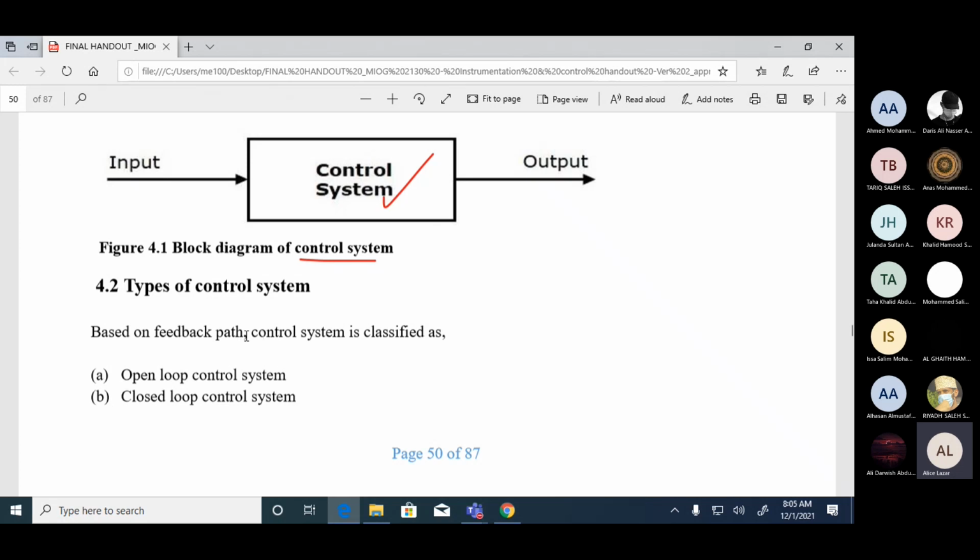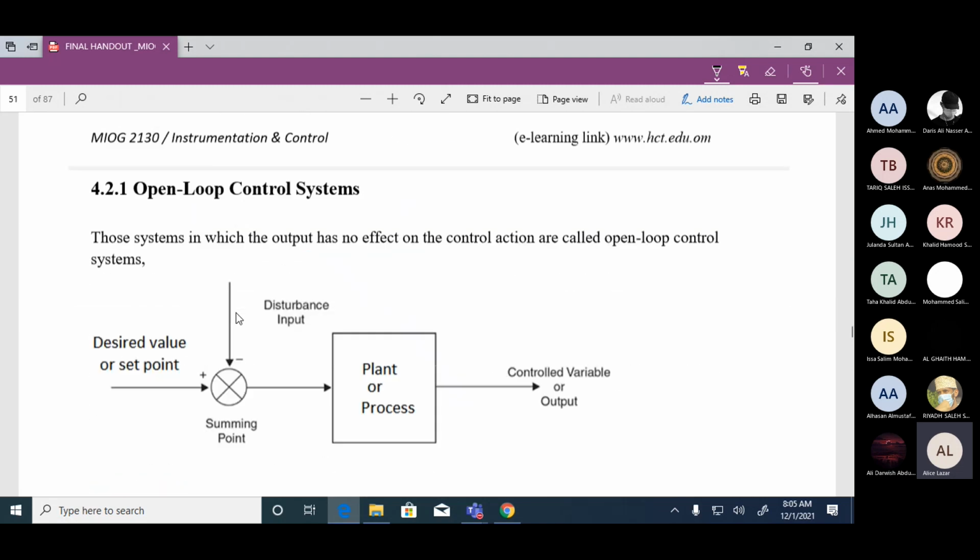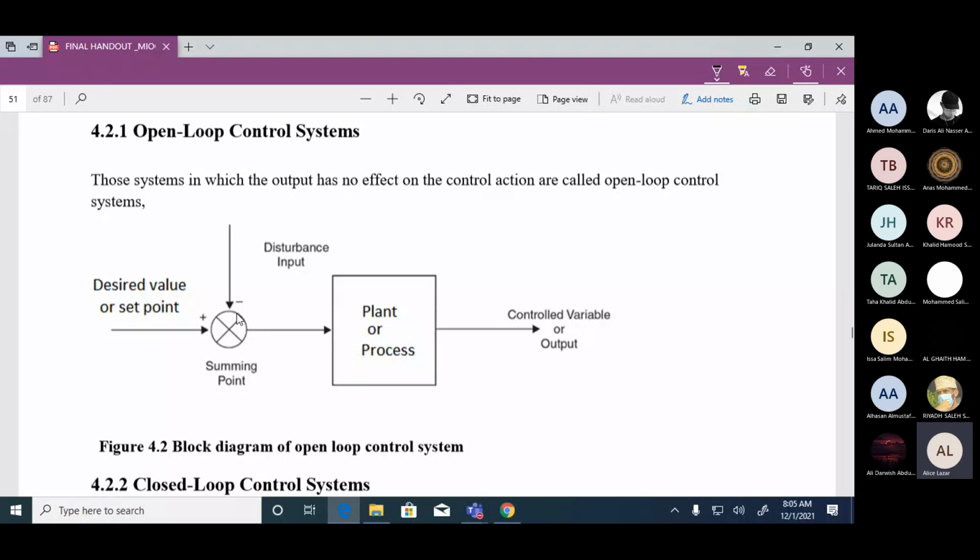Now, based on this feedback path, a control system is classified as open loop control system and closed loop control system. So from these words, you will understand that there's something to do with a circle being completed. When we talk about this particular diagram that I have given to you here, it is an open loop control system because there is no path connecting the output back to the input. So we are going to first think about an open loop control system. What is the meaning of open loop control system?